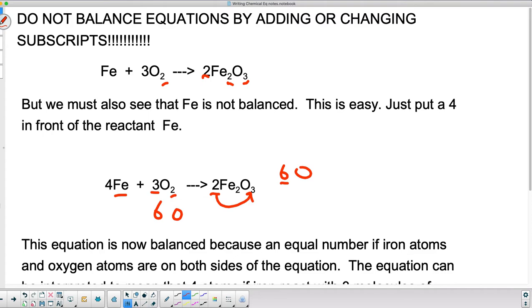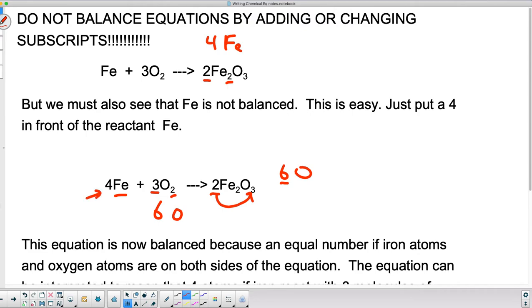Oh, hang on a second, but you must see that Fe is not balanced. So if we take a look, I have 2 times 2, which is 4 Fe right here, but I only have 1 Fe on this side. So how do I get 4 on the left-hand side? If I put a coefficient 4 in front, then that changes the number of Fe's that I have, and that's what happens down here. So there it is.